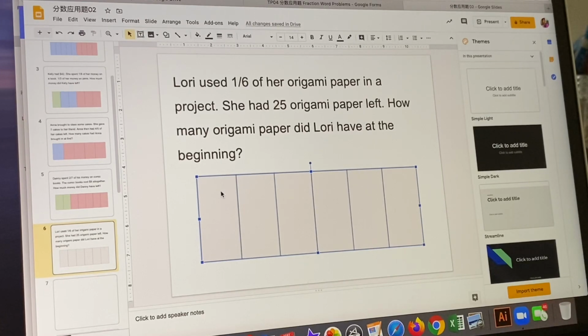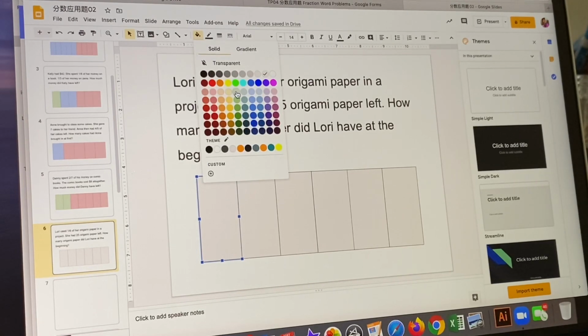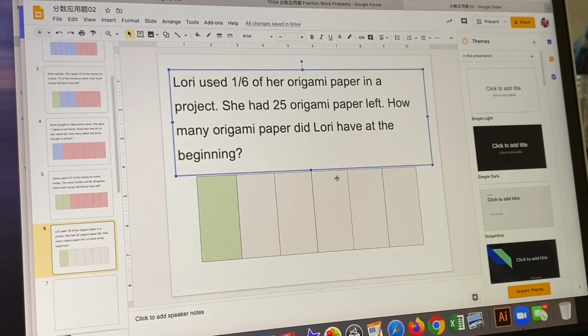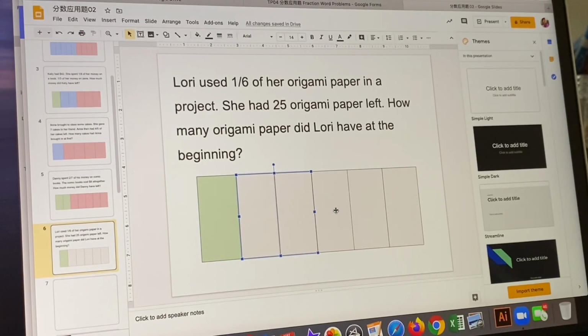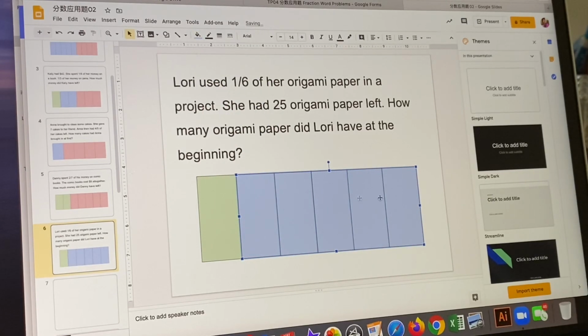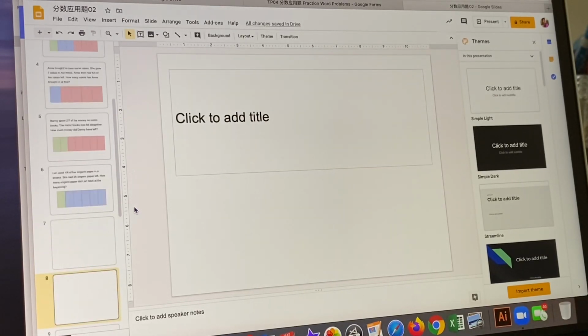1 for origami. So this is origami, we put it green. And she had 25 left. So the leftover we put it in blue, and 25 of them is 5 blocks. Each block is 5, so altogether 6 blocks is 36 parts. Maybe we can use the word parts.